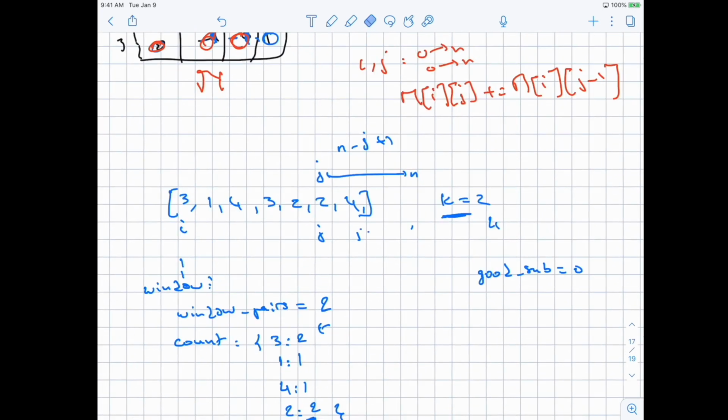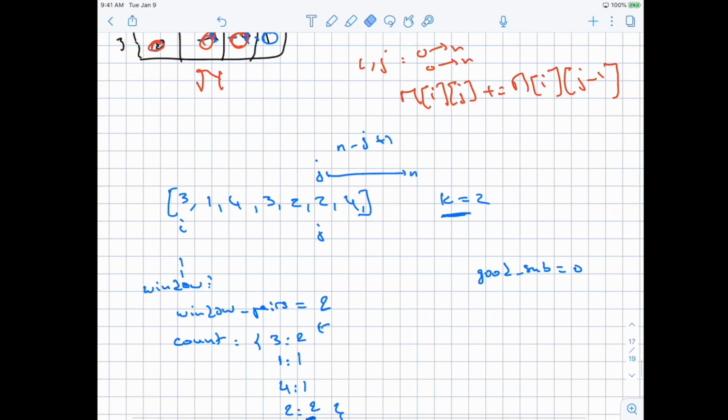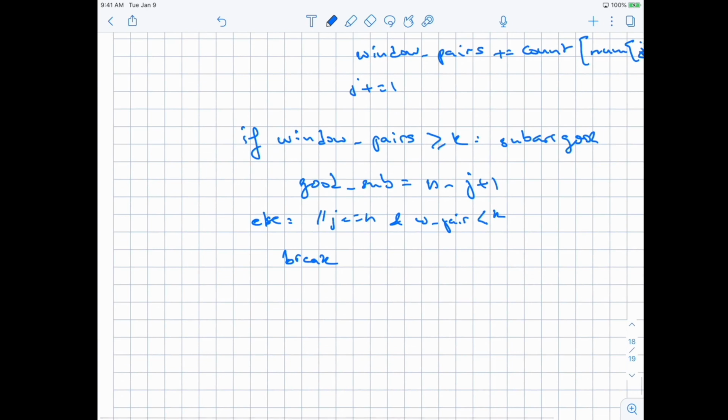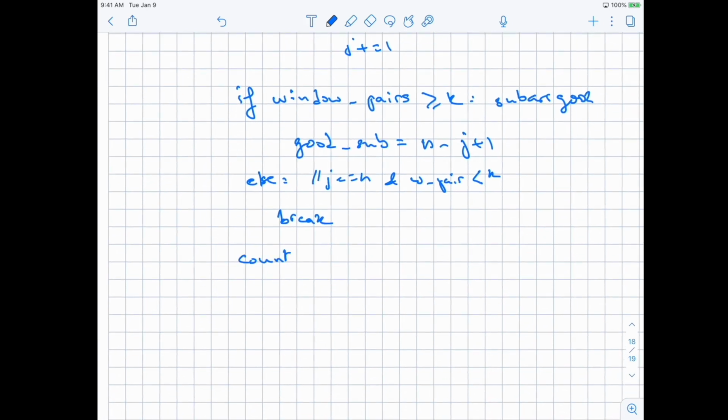Now, let's go back to the example where K is equal to 2. Now we have a valid good window. Now we can start collapsing to see if we collapse, if we will find another good subarray. And so we move our I pointer here now. Now, what should we do if we move our I pointer? That means we need to remove this from both our count and from the window pairs. So removing it from our count is easy, which would be just nums at I minus 1, because the count decreased by 1 for this window.